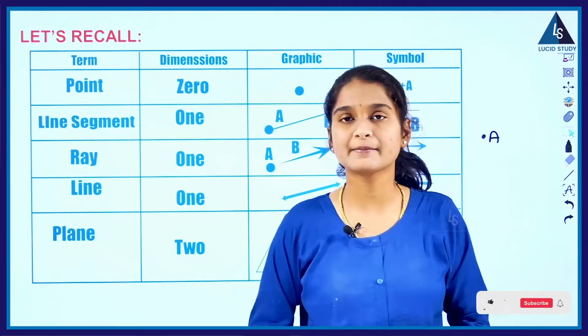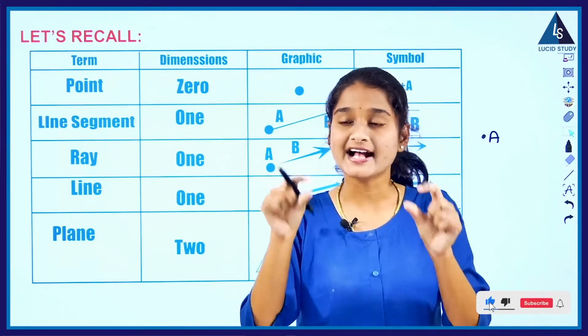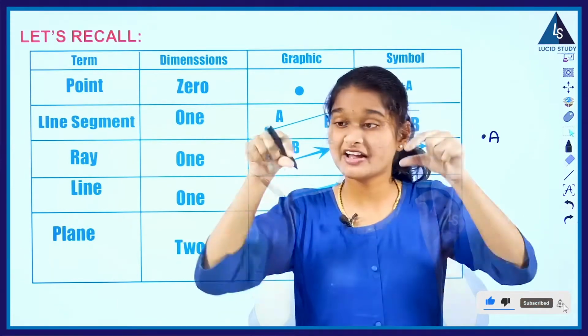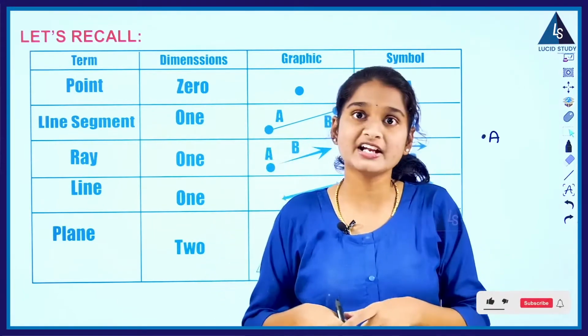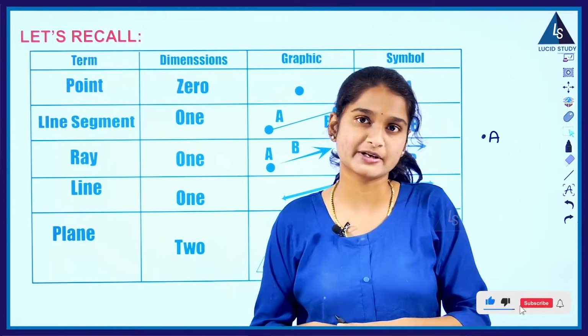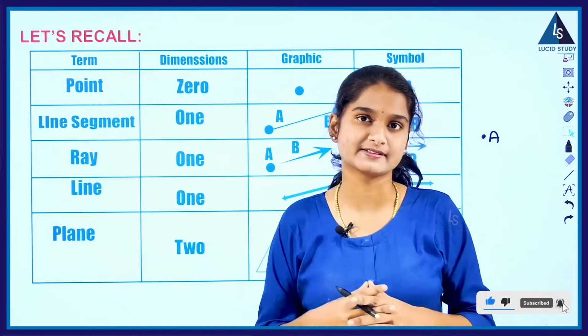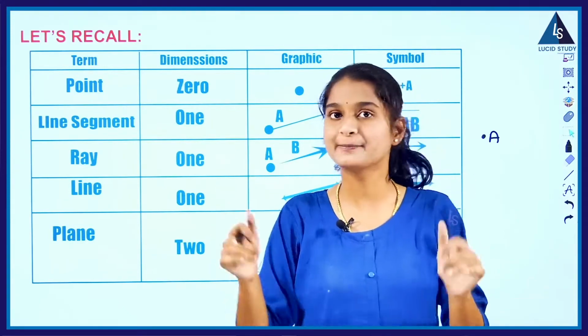What is a line segment? A line segment has two fixed points. When we join two fixed points by a straight line, then that is called a line segment. It has fixed length and it has two endpoints.